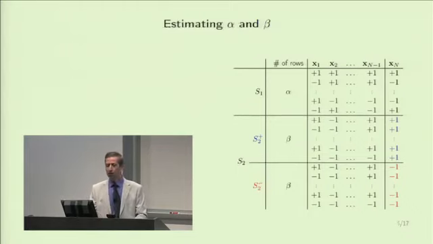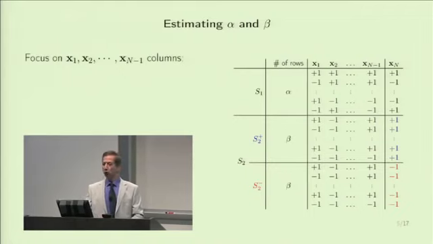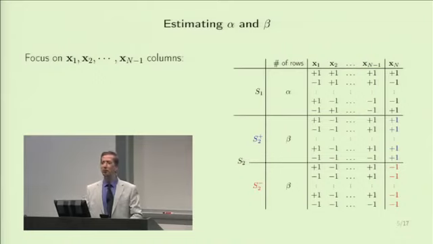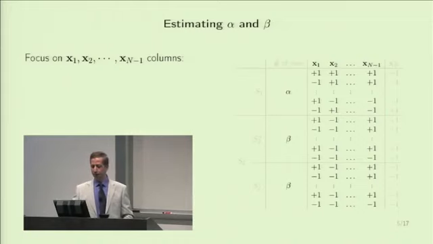Okay. So the first is to estimate alpha and beta. So I'd like to ask you to focus on the x1 up to xn minus 1 columns, okay? And I'm going to help you visually do that by graying out the rest, okay? Now, for a moment, look at these.